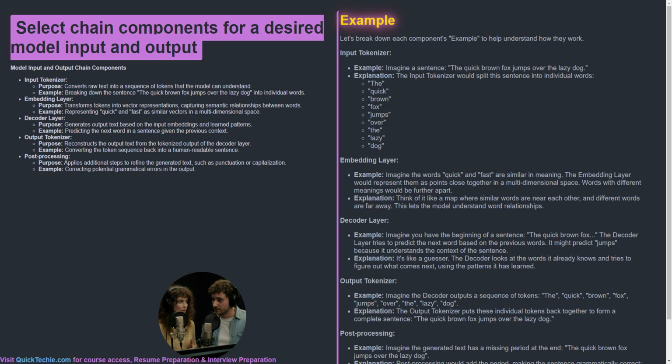Output tokenizer. Example: imagine the decoder outputs a sequence of tokens: the, quick, brown, fox, jumps, over, the, lazy, dog. Explanation: the output tokenizer puts these individual tokens back together to form a complete sentence: "The quick brown fox jumps over the lazy dog."